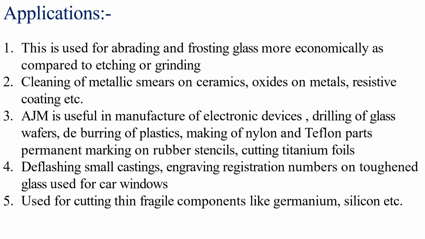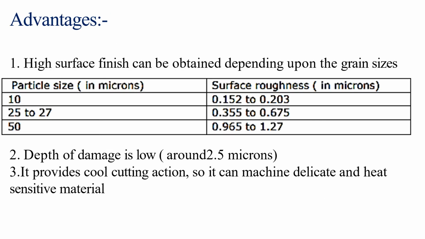It is also used for cutting fragile components like germanium, silicon, etc. Advantages: a high surface finish can be obtained depending upon the grain size. Depth of damage is low. It provides a cool cutting action, so it can machine heat sensitive material.